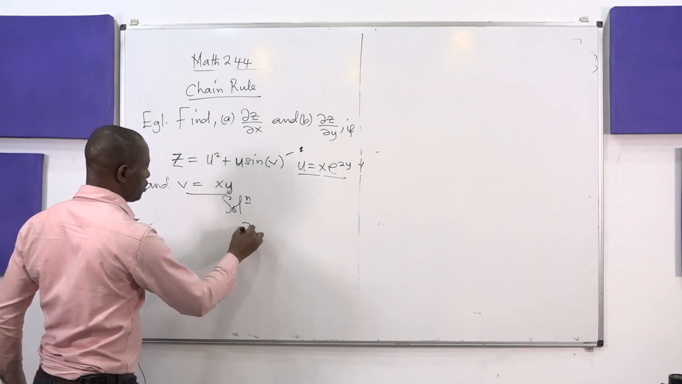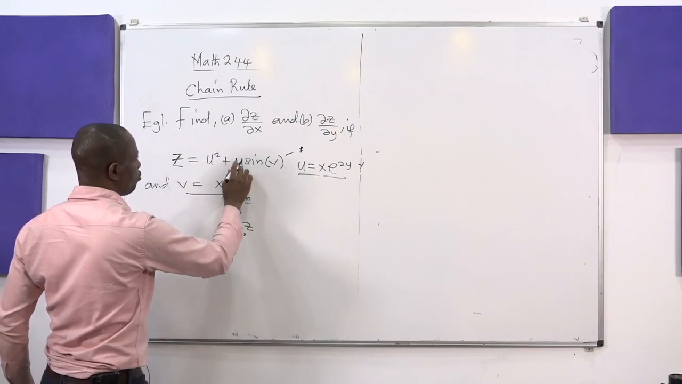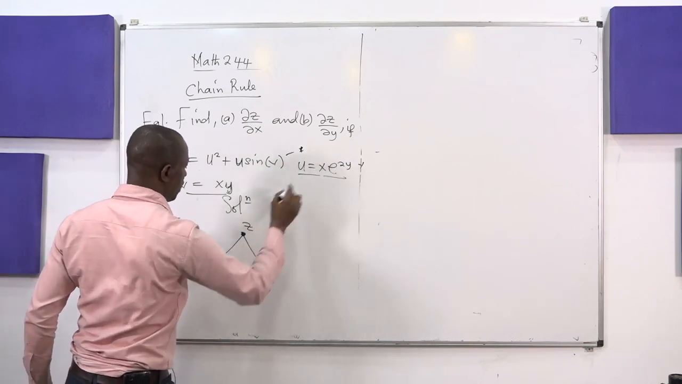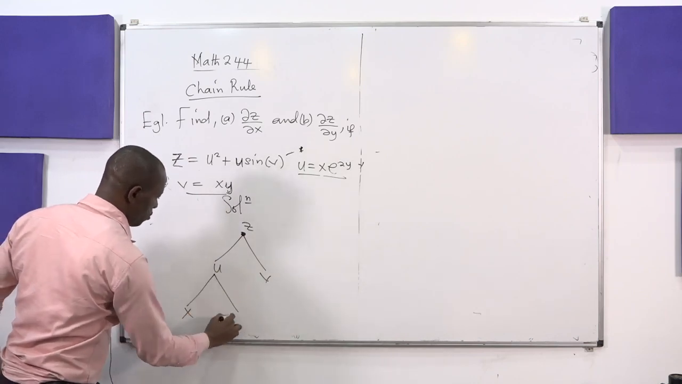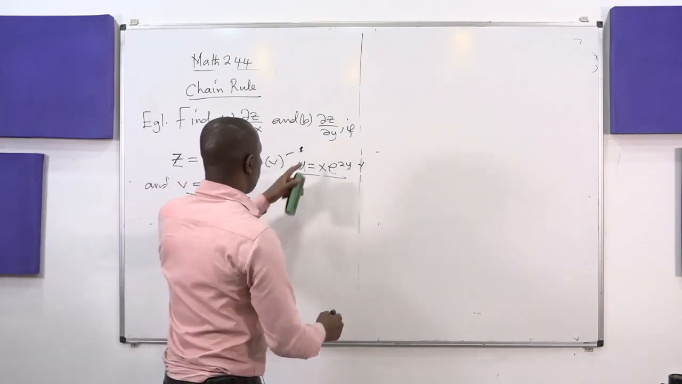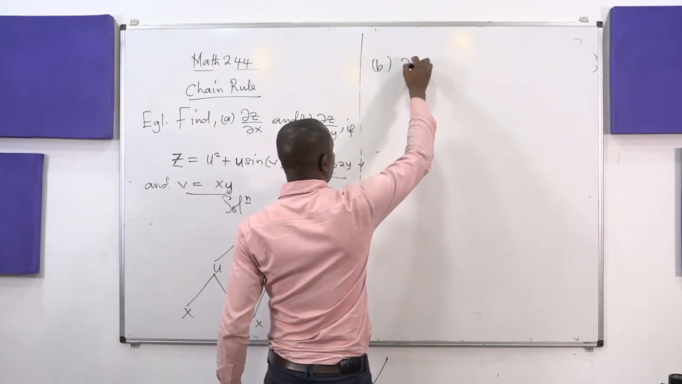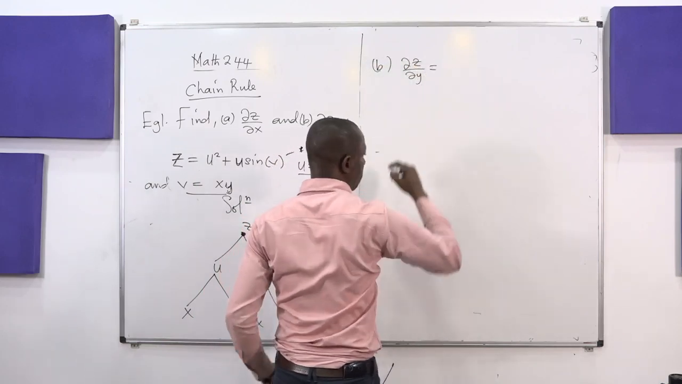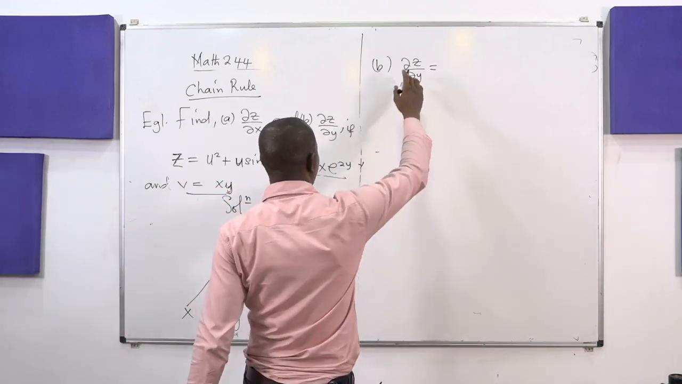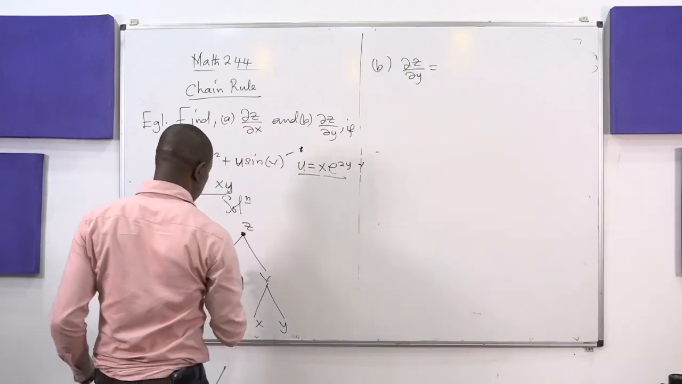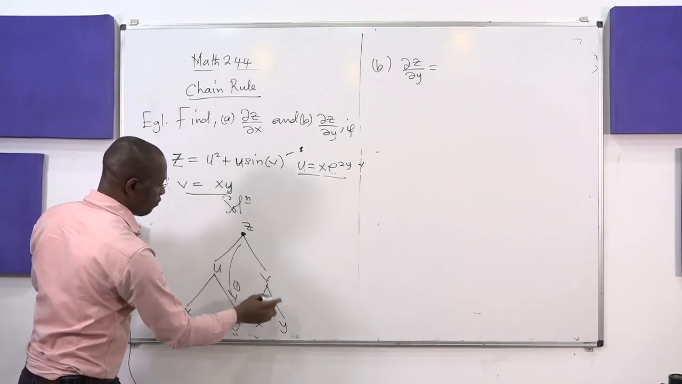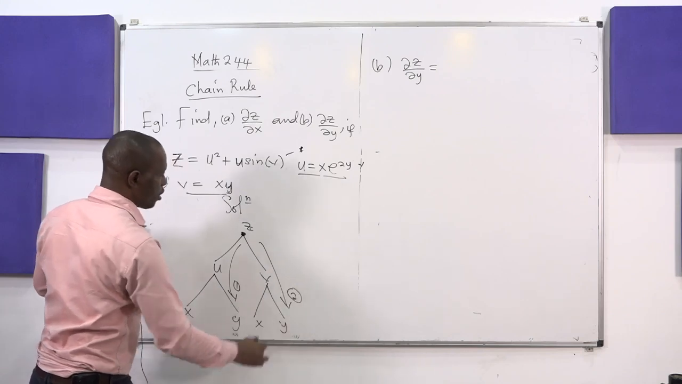So once again, z depends on u and v, when u depends on x and y, and v depends on x and y. So what do you get for partial z with respect to y? We are starting at z and ending at y. So I can move from z to u to y. So this is one way. Or z to v to y, another way. So you okay?